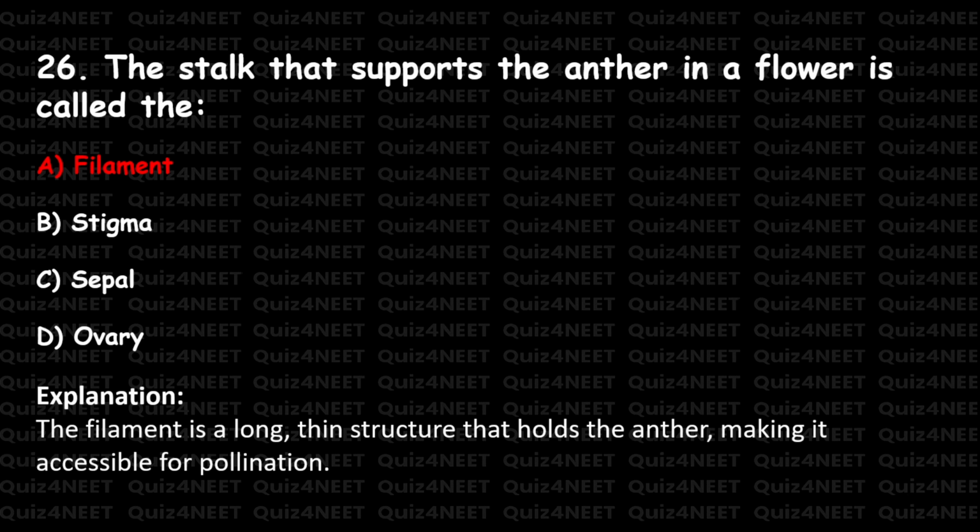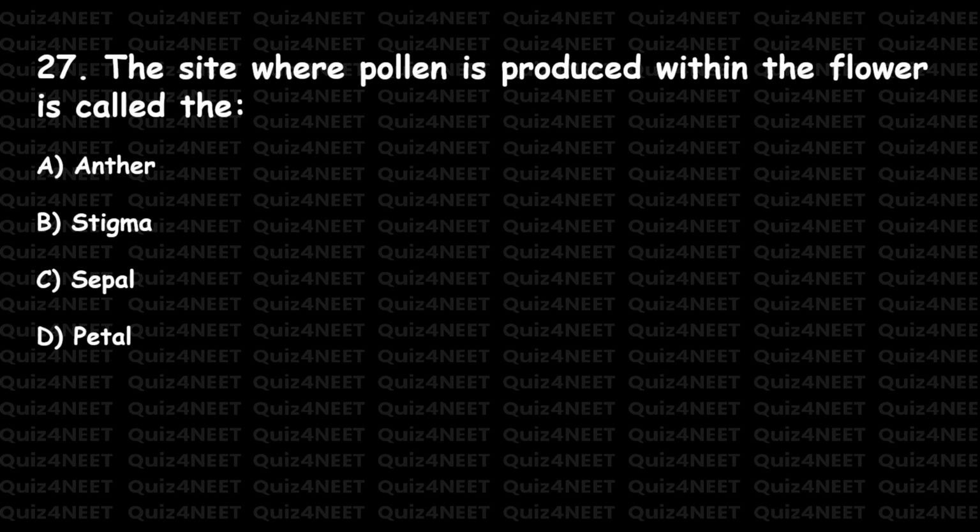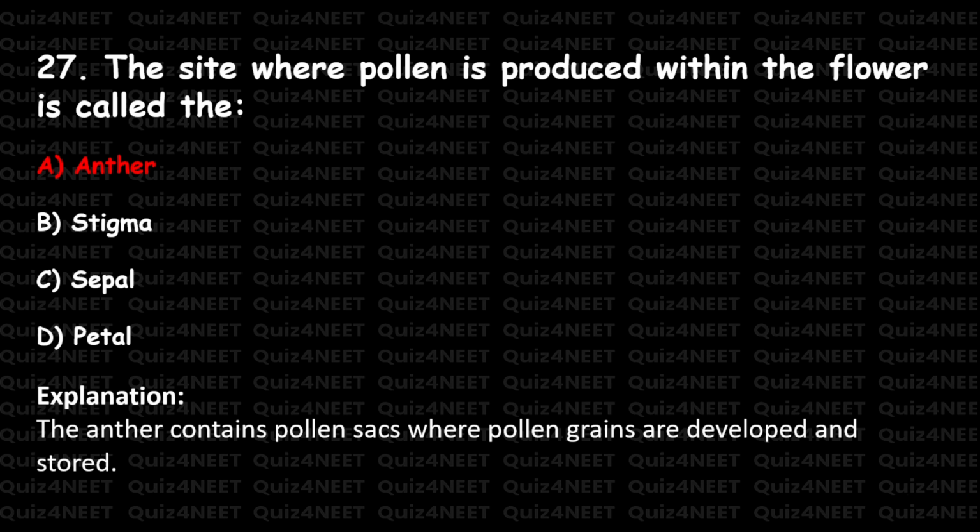26. The stalk that supports the anther in a flower is called A. Filament, B. Stigma, C. Sepal, D. Ovary. Right answer, filament. Explanation: the filament is a long, thin structure that holds the anther, making it accessible for pollination. 27. The site where pollen is produced within the flower is called the A. Anther, B. Stigma, C. Sepal, D. Petal. Right answer, anther. Explanation: the anther contains pollen sacs where pollen grains are developed and stored.